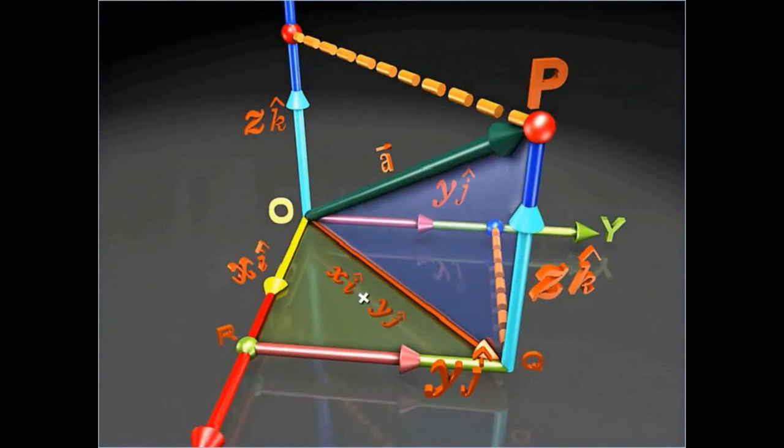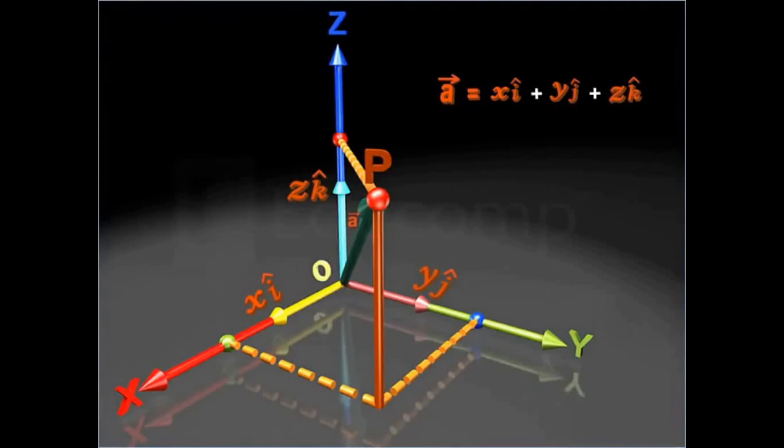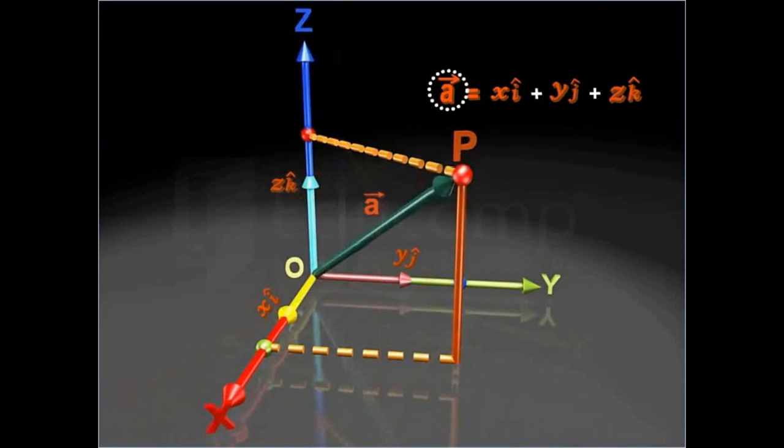Again, applying the triangle law to triangle OPQ in XYZ space, we get vector A is equal to x i cap plus y j cap plus z k cap. This form of vector A represents its component form. The component form of a vector helps us to conclude that the combined influence of the three components is equivalent to the influence of the single original vector.